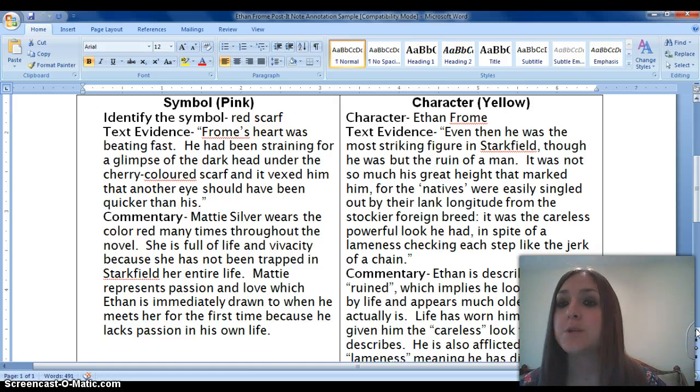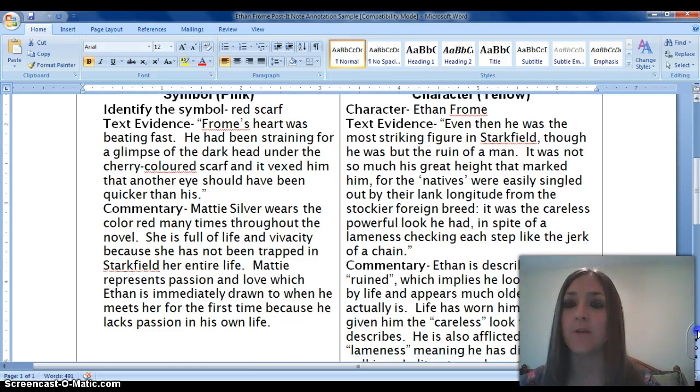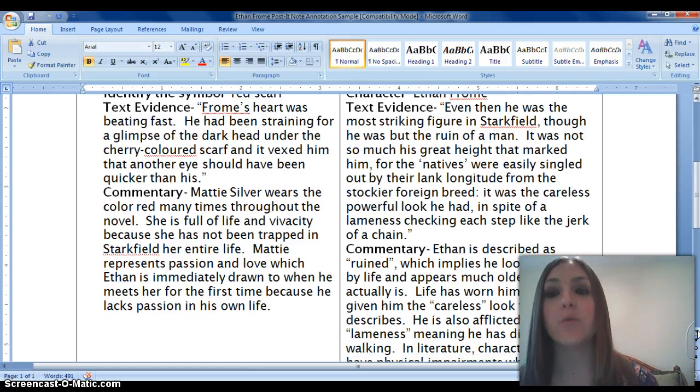It was not so much his great height that marked him, for the natives were easily singled out by their lank longitude for the stockier foreign breed. It was the careless, powerful look he had, in spite of a lameness checking each step like the jerk of a chain. So here we learn a couple things about him.